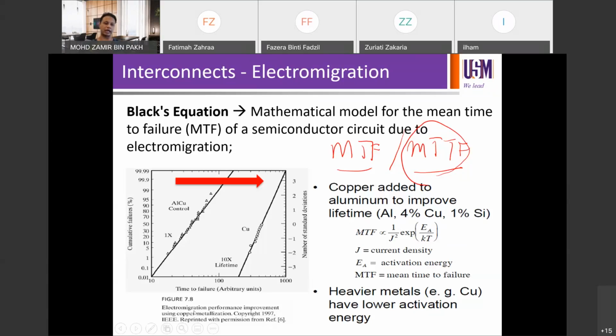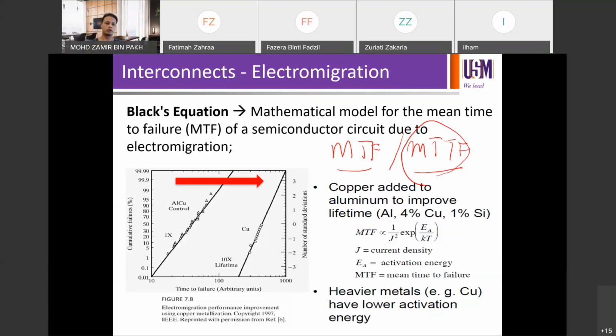If you look at the chart on the left, figure 7.8, you can see cumulative failures on the y-axis in percentage, and on the x-axis is the time to failure, or MTTF, mean time to failure. If you use Al-Cu on the left-hand side, or if you mix a little bit of copper into aluminum, this would be your cumulative failure trend. The trend is slanted like that, but it corresponds to a relatively short value of your MTTF on the x-axis.